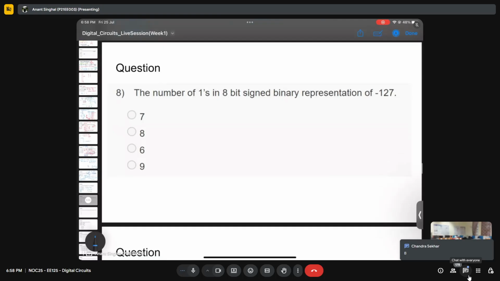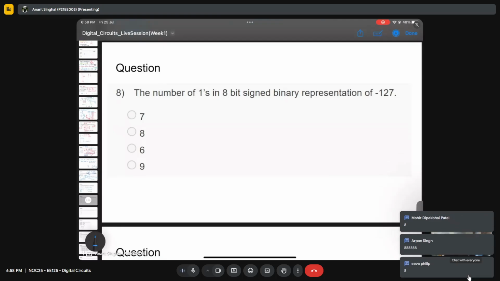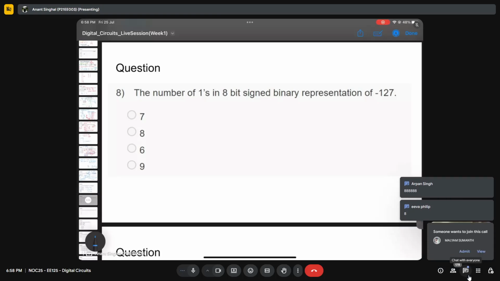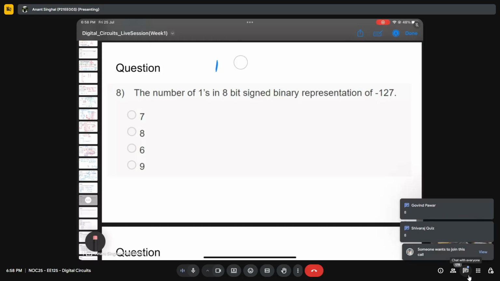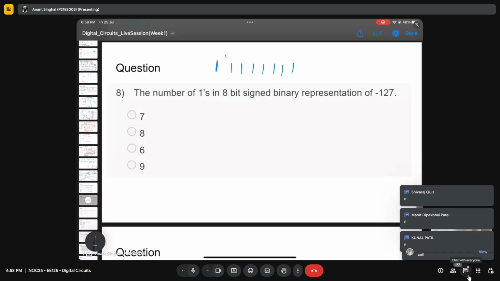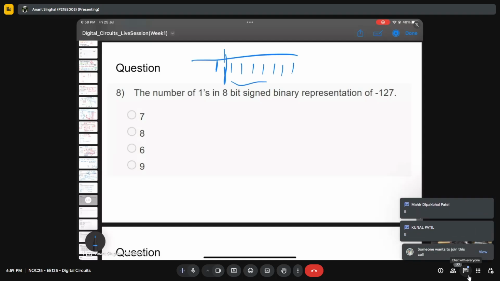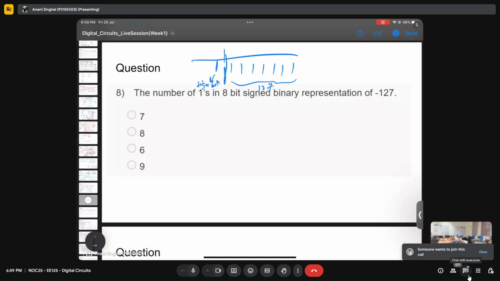Okay. So the number of ones in the 8-bit signed representation of -127. The sign bit should be 1, right, because it is minus. And 127, if I write in 8-bit representation, would be all ones, because 128 minus 1 is 127. So this is 127 and this is the sign bit. So the number of ones would be 8 overall, right?